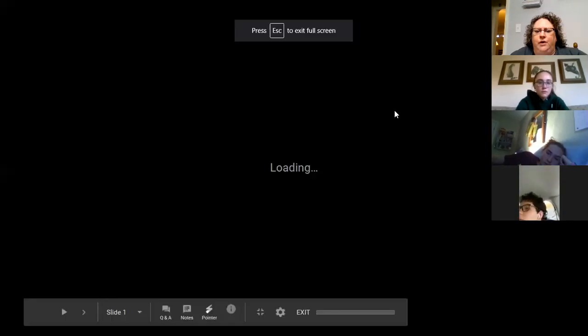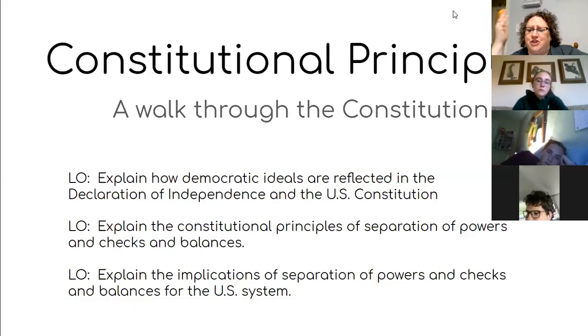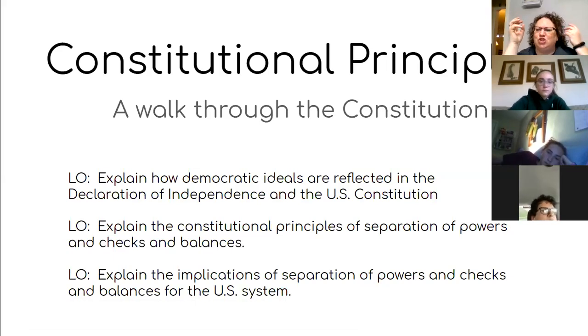All right. So let's talk a little about constitutional principles as an introduction to what we're going to be talking about tomorrow. These are some of our objectives that we'll be thinking about: how do these democratic ideals that were so important to us in the Declaration of Independence, that social contract, those natural rights, how are we going to see those in the Constitution? How are we going to see that participatory democracy?